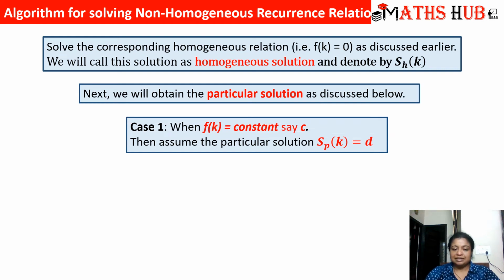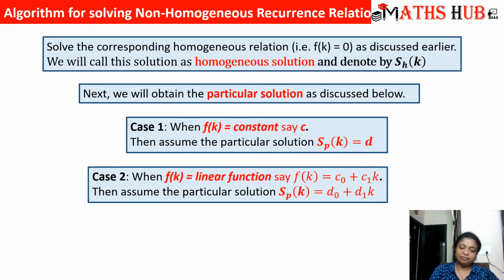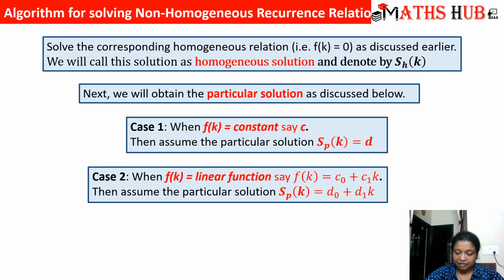If your right-hand side, that means the function f(k), is a constant, say c, then you will assume the trial solution to be b, another constant. We just replace the constant, right? The second case is when the right-hand side function is a linear function, say c0 plus c1k, then we will assume the trial solution to be d0 plus d1k. You will see that the type of the equation remains the same, but we only replace the constants c0 and c1 with some other constants d0 and d1. And by substituting it back in the recurrence relation, we can calculate the values of these constants, right?